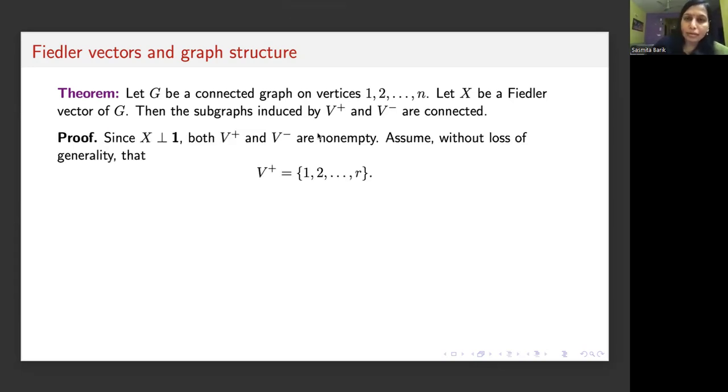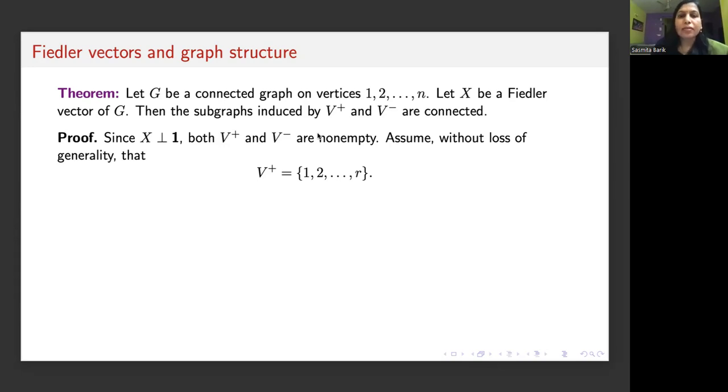Ma'am, one thing I wanted to ask. This Fiedler vector is an eigenvector corresponding to the algebraic connectivity, right? Yes. Okay, thank you. So x is a Fiedler vector, meaning it's the eigenvector corresponding to the algebraic connectivity, and I'm choosing it orthogonal to 1. So x is orthogonal to 1. Then your V plus and V minus both will be non-empty because the vector is non-zero. It has some positive entry and some negative entry.